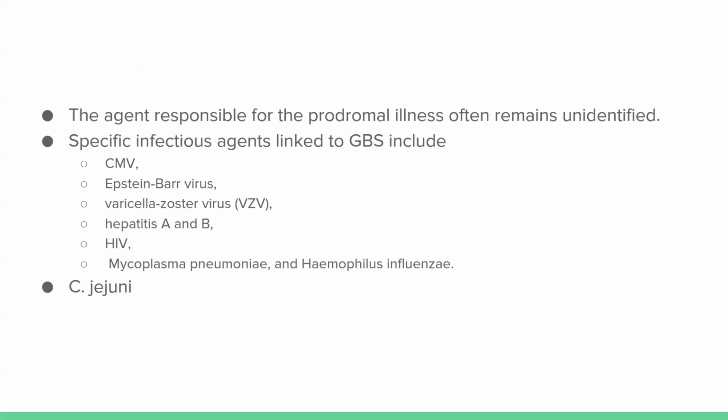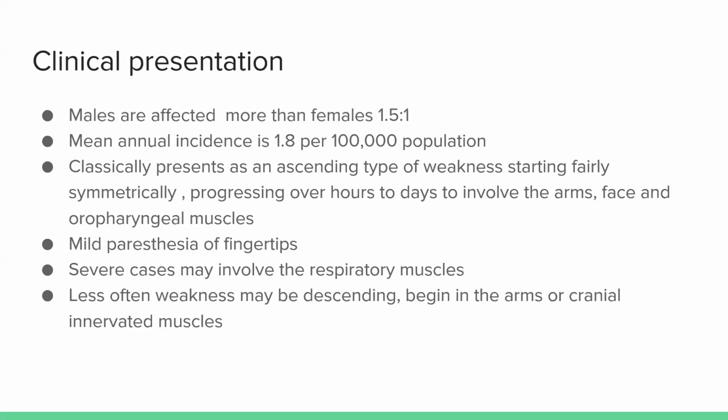Campylobacter jejuni is a bacteria that's been identified in GBS patients in China, actually. In China, it occurs as an epidemic after gastroenteritis caused by C. jejuni. But there are some viral infections which are linked to GBS: CMV, EBV, VZV, hepatitis virus, HIV, mycoplasma, and hemophilus are associated.